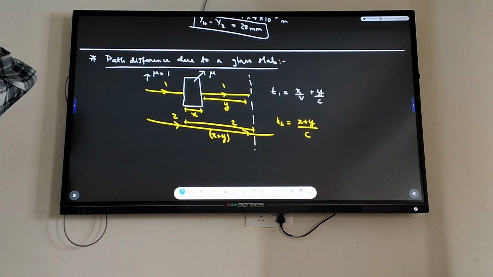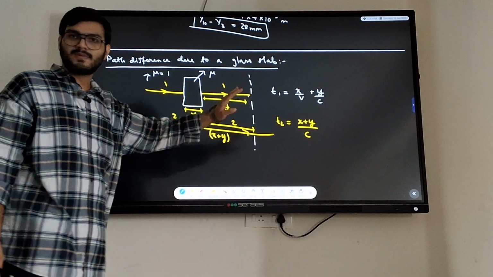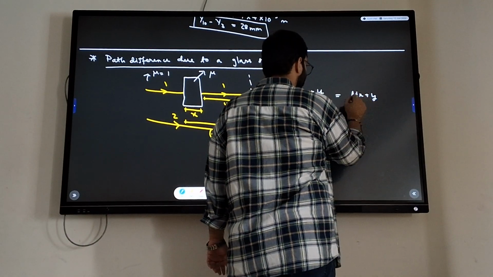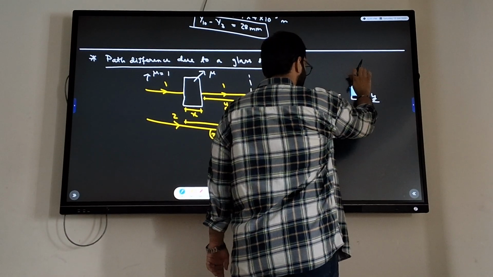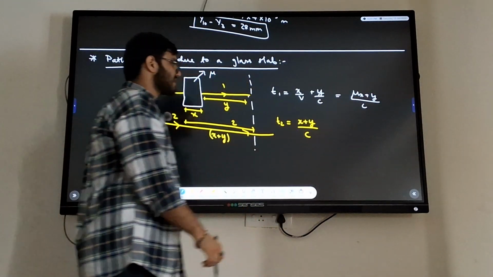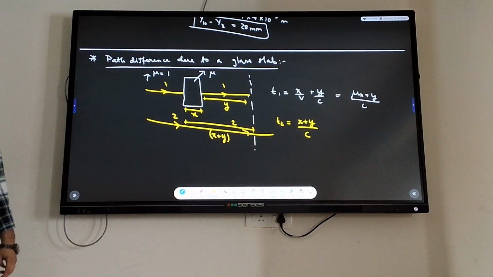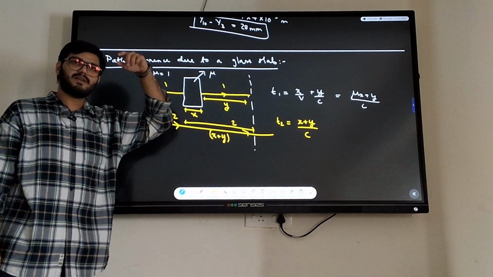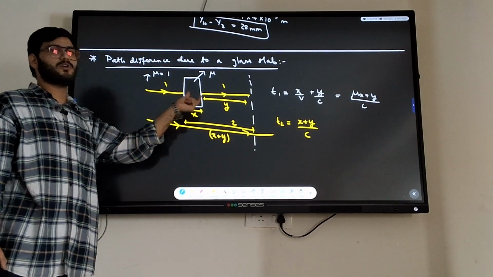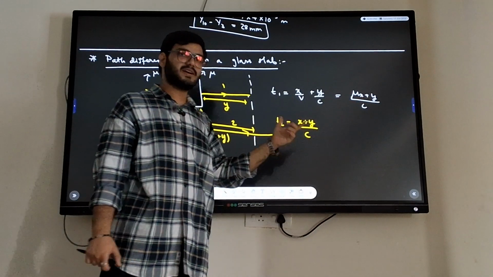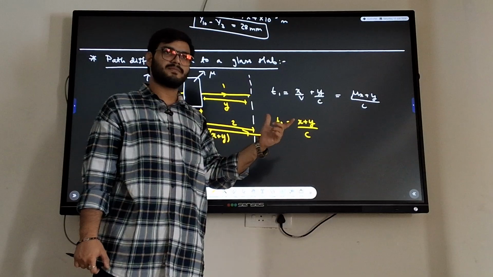Mu equal to c by v, so v equal to c by mu. Yes or no? So what do you get? Mu x plus y divided by c. So when you go through this glass slab, the light ray actually takes longer time to travel to come here, and you can even assume that you are traveling more distance. You're traveling more distance, mu x plus y, that's why it looks as if you are taking longer time.